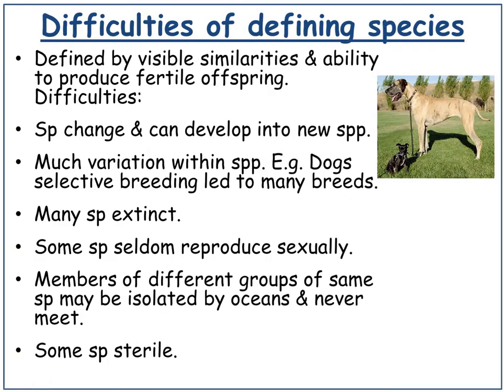So there are some difficulties in defining species. They are usually defined by visible similarities and the ability to produce fertile offspring. But the difficulties are that species change and can develop into new species, and also there's much variation within the species. A good example of this is dogs. Because they're selectively bred, that has led to many different breeds. So you can see here that these are both the same species, but they look vastly different. Also, many species are extinct.